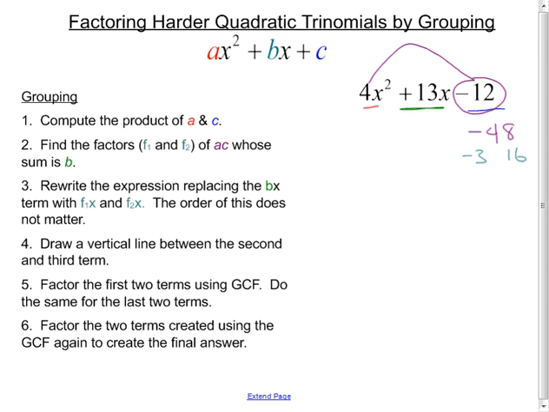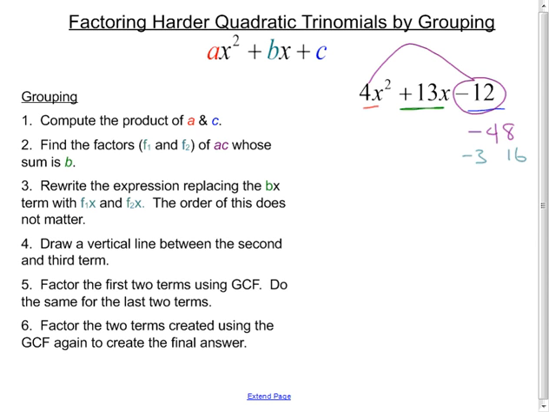So it says rewrite the expression replacing the bx term with f1x and f2x, and the order does not matter. Just to make a point here, I'm actually going to switch this order. It makes the problem almost a little bit harder for a second, but I just want you to see how working with this negative sign is done in this problem.